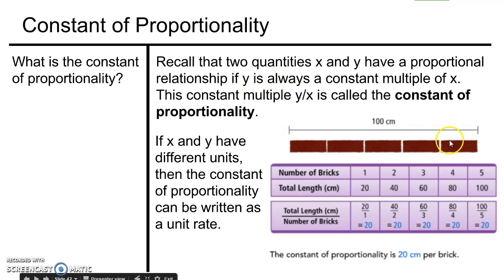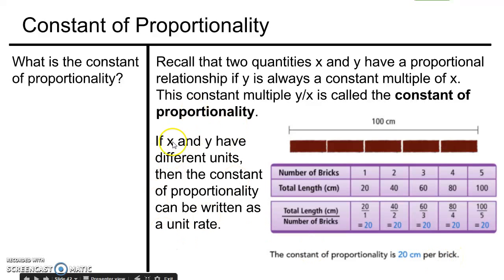So again, here's a different table. If we did y divided by x, 20 divided by 1 is 20, 40 divided by 2 is 20, 60 divided by 3 is 20, 80 divided by 4 is 20, 100 divided by 5 is 20. So is this showing us a proportional relationship? Yes, because we got the same thing every time. And we call this number 20, that y divided by x, the constant of proportionality. The constant of proportionality is 20 centimeters per brick.